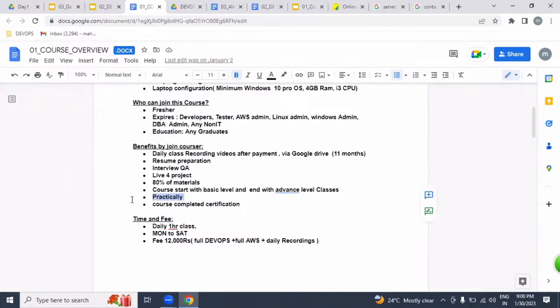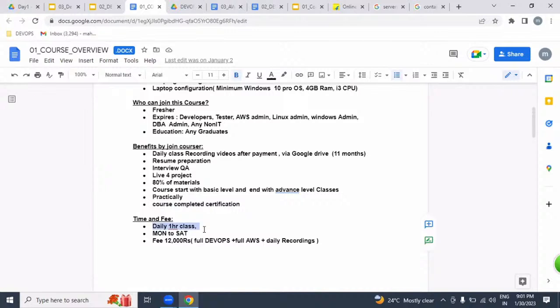This is exactly DevOps plus AWS plus Linux. Complete DevOps, complete AWS, and basic Linux and shell script we're going to discuss. Total duration is 4.5 months. Linux basics and shell script basics will be covered. No programming is required for learning this course. You require a laptop for practice with these configurations.